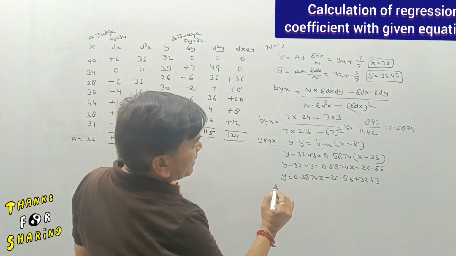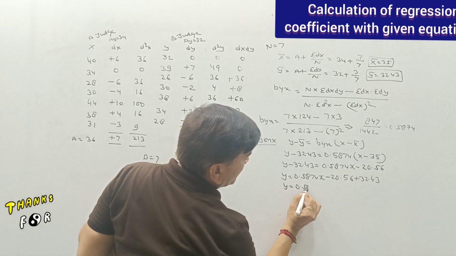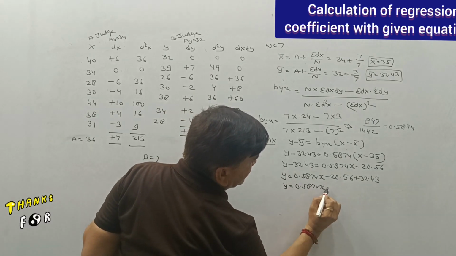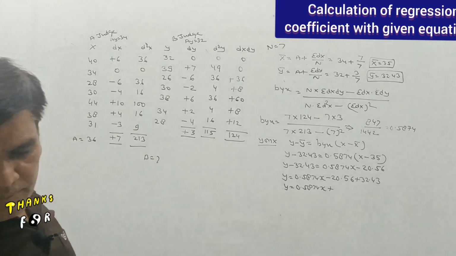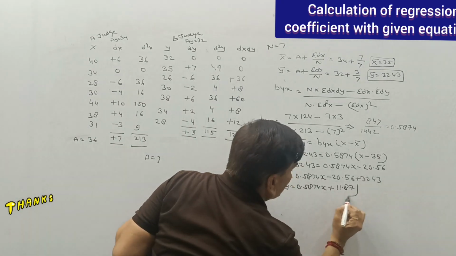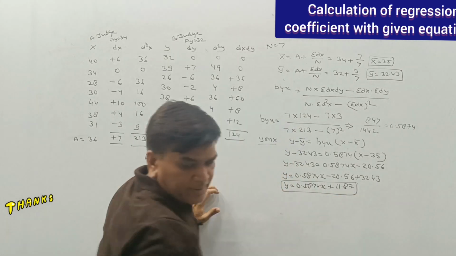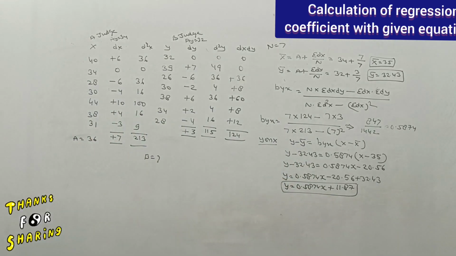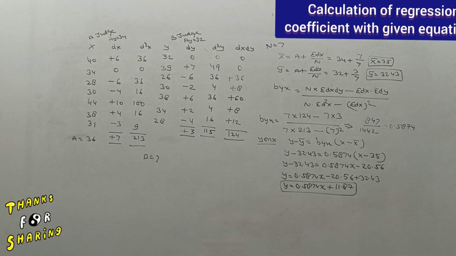So y on x, y is equal to 0.5874 x plus 11.87. We have calculated y on x equation. So this is y on x equation which we have calculated.